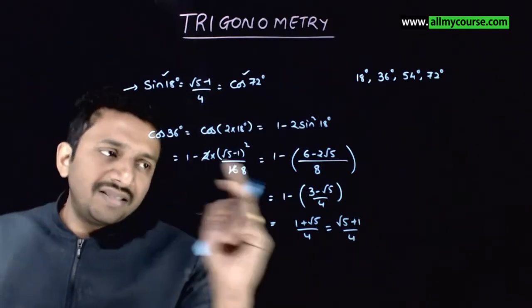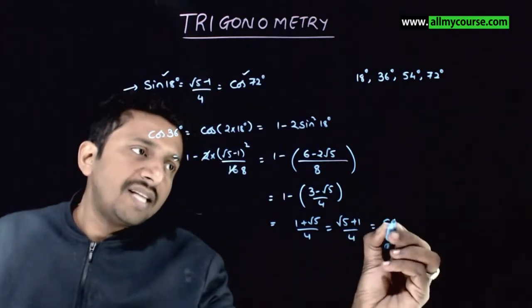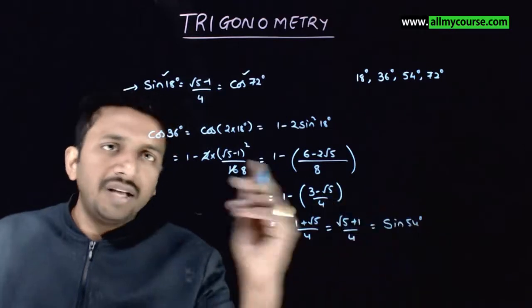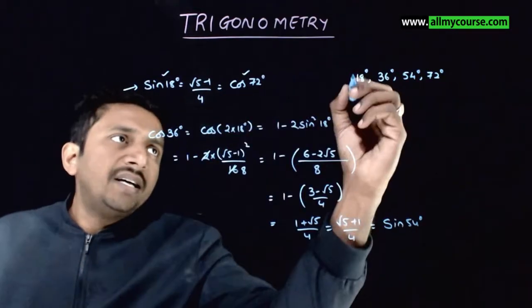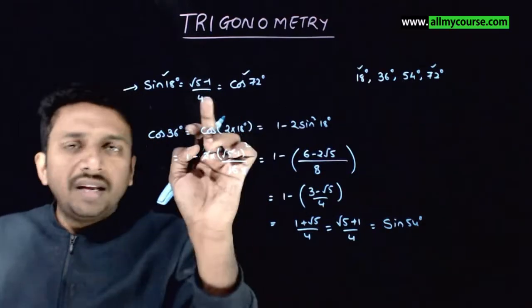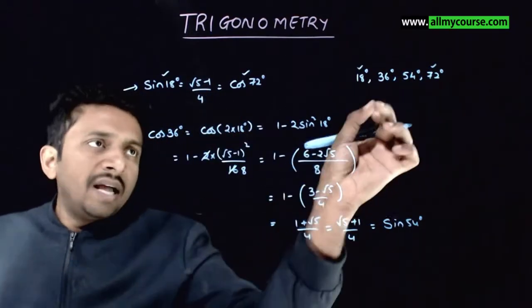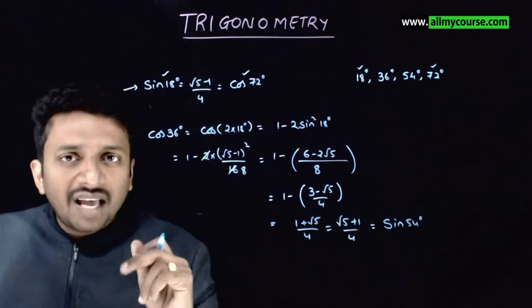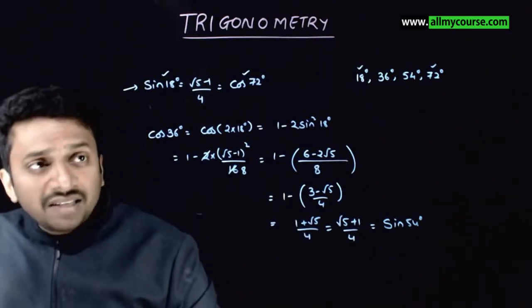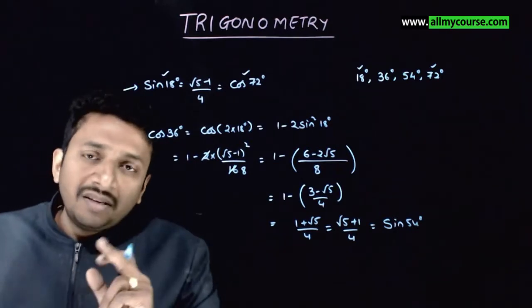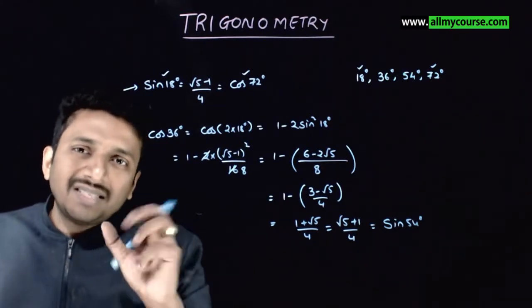And cos 36 will be same as sine of 54 degrees, right? 90 minus 36. So sine 18 and cos 72 are equal to root 5 minus 1 by 4. And cos 36 and sine 54 are root 5 plus 1 by 4. So if I ask you what is sine 36, you'll not get a very nice number to remember.